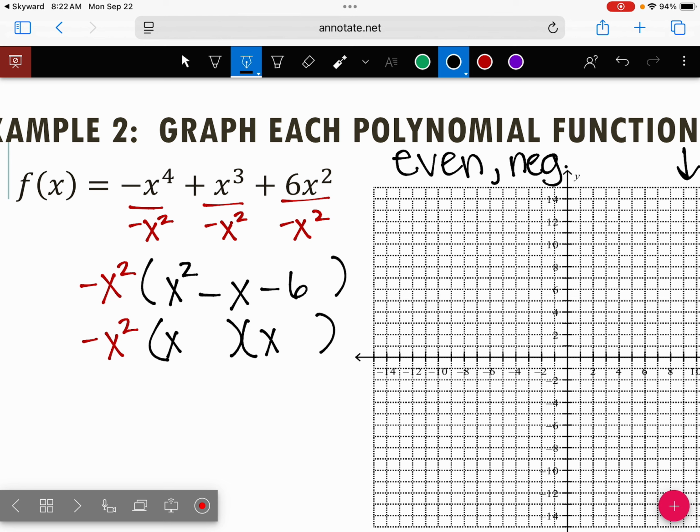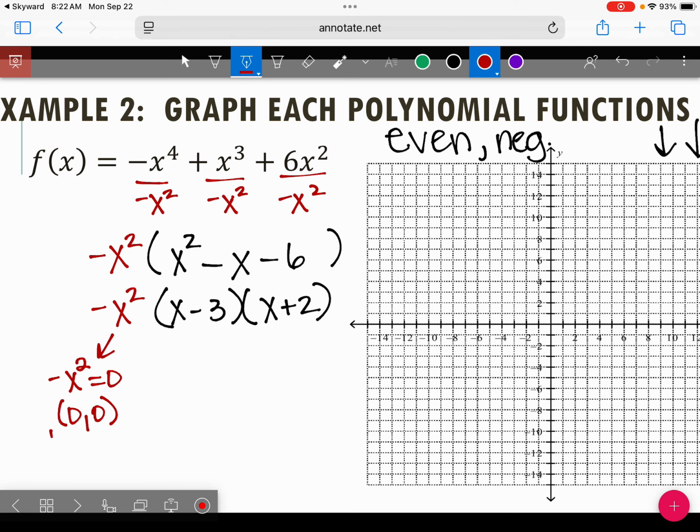Who agrees? I agree. So we have 3 factors. This first factor, when I divide by -1 and take the square root, that's just going to give me a 0 of (0, 0). And because it's squared, it is going to bounce off that. So that's important to keep in mind.